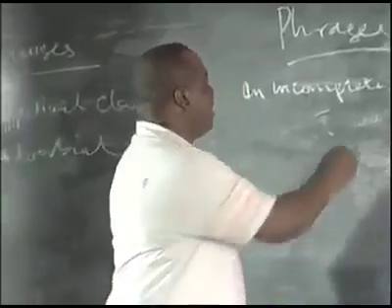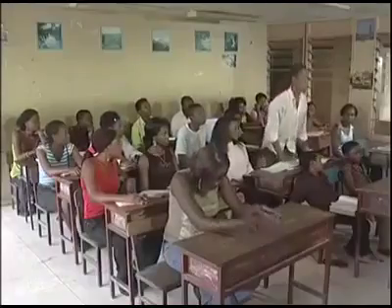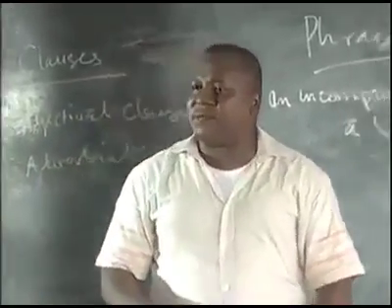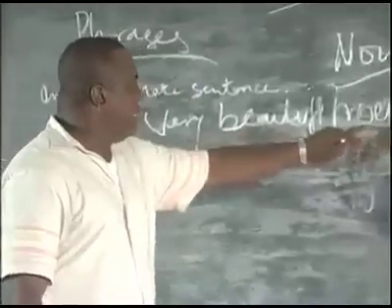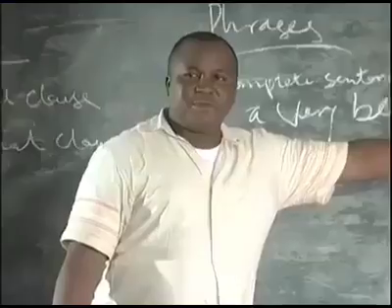But what if I say a very beautiful house? Talking about adverb. Correct. So who can tell me what an adverb is? An adverb modifies the verb. No, not exactly. An adverb is a word qualifying a verb or adjective. Correct. So house is the noun, beautiful is the adjective, qualified by an adverb, very. So you have adverb, adjective, and noun.